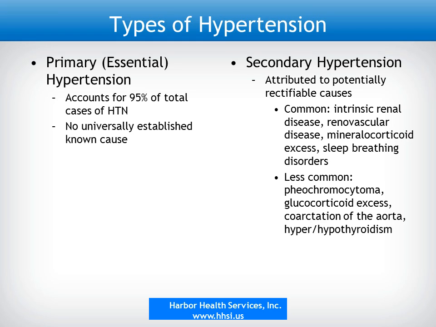Less common, pheochromocytoma, which is a tumor that forms on the adrenal glands. Glucocorticoid excess, so cortisol, which is where stress comes in. Coarctation of the aorta is a congenital defect where, in the aortic arch, just as the aorta comes off of the heart, there's a narrowing of the aorta, which makes the left ventricle work harder. And when that happens, a cascade of things happen that cause your blood pressure to increase. And then hyper or hypothyroidism.